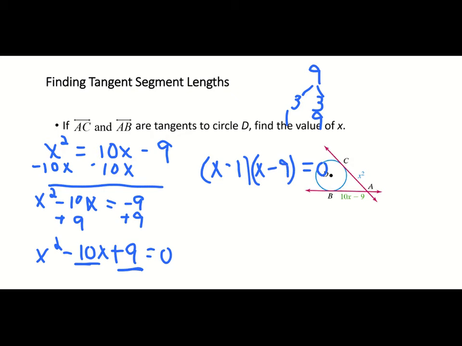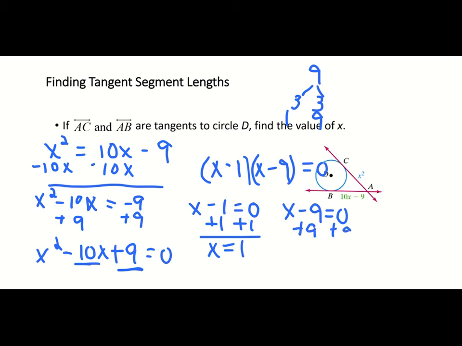And then to solve it, we just set our equations equal to 0. So we have x minus 1 equals 0 and x minus 9 equals 0. And then we'll just solve our linear equations. So x is going to equal 1, and then x will also equal 9 for our equation. So we have our two solutions there, 1 and 9.